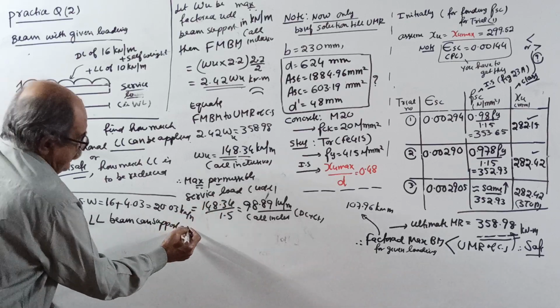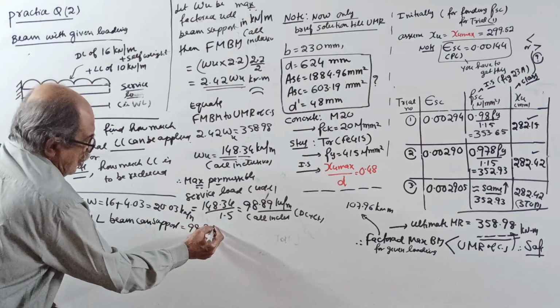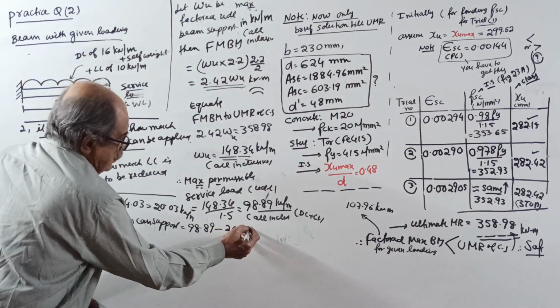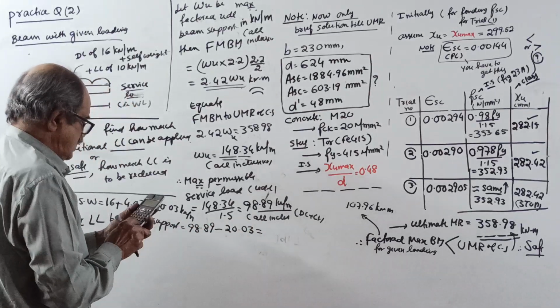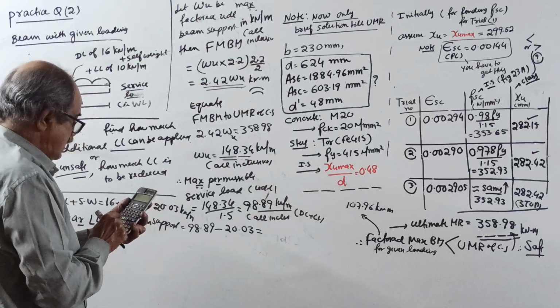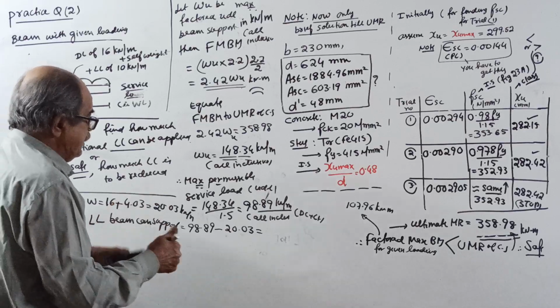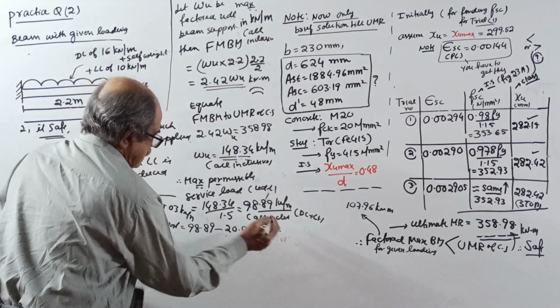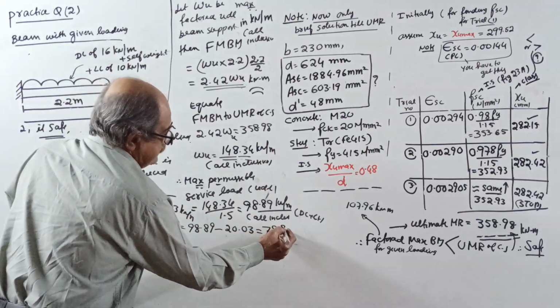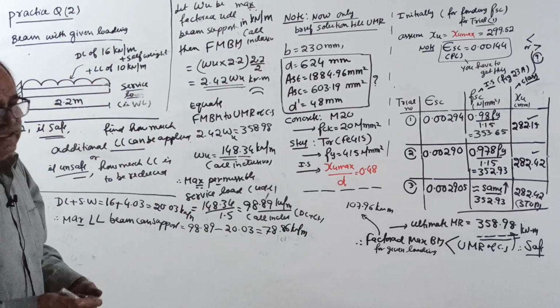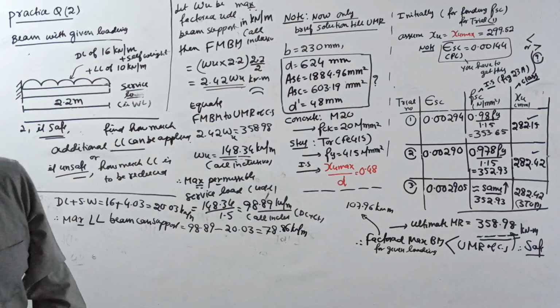equal to 98.89, which is all inclusive. Subtract the already existing dead load of 20.03. 98.89 minus 20.03 equal to 78.86 kilonewton per meter. But the question is, how much additional live load can we apply?